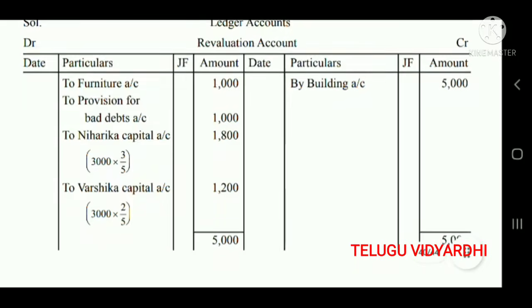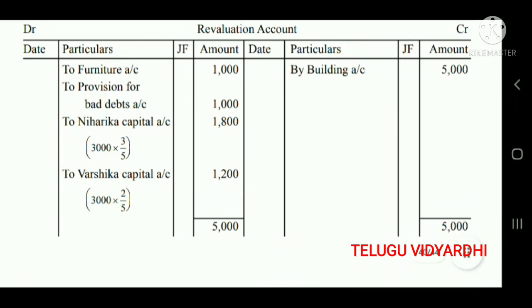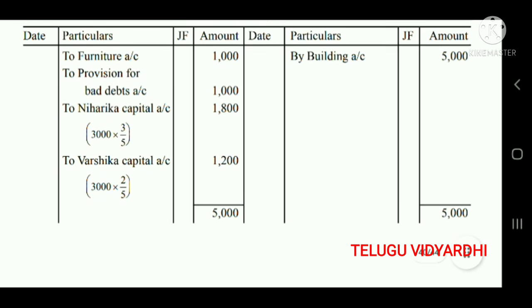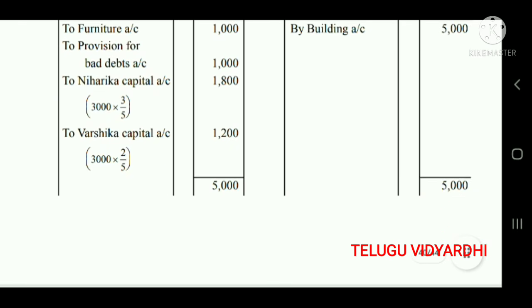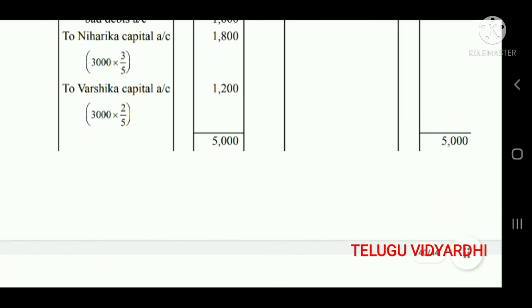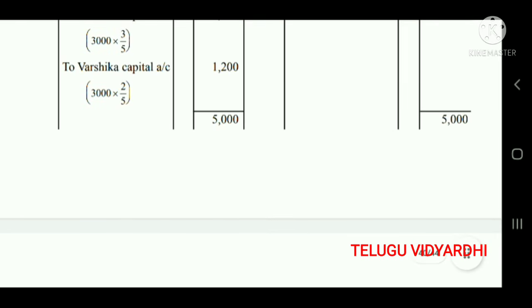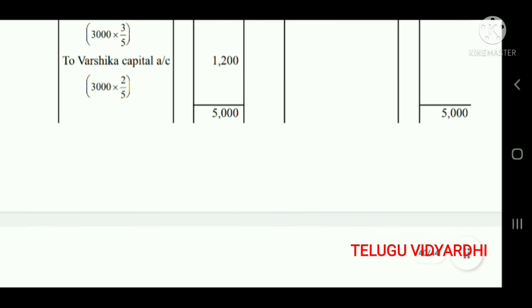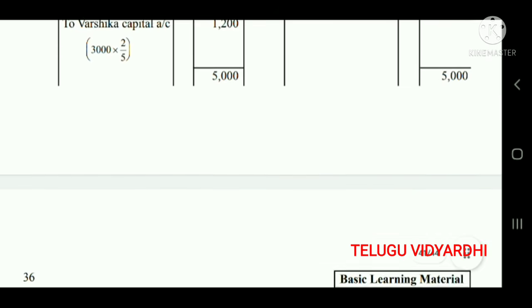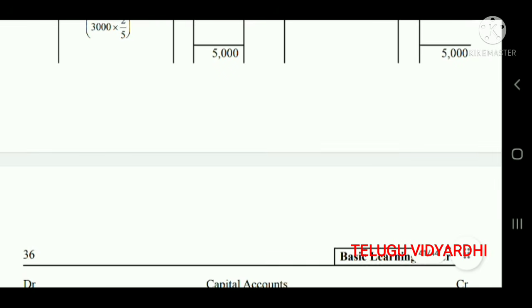Students, you follow the debit side. Assets decreased. What assets? Furniture account 1000 and provision for bad debts 1000. Come to the credit side. Buildings appreciated amount by 5000. So, the credit side is the highest amount, the debit side 2000 the lowest amount. The amount 5000 minus 2000, the answer, that is revaluation profit amount, is 3000.